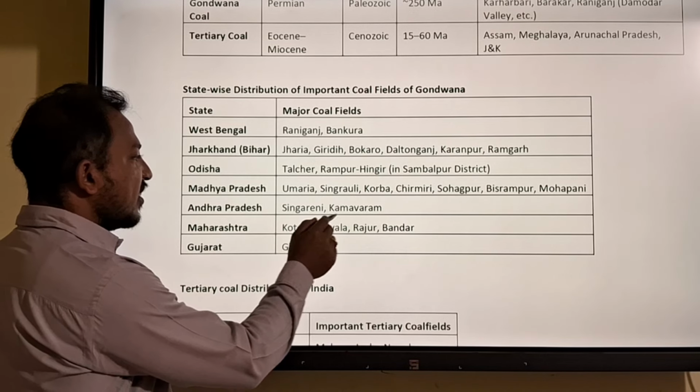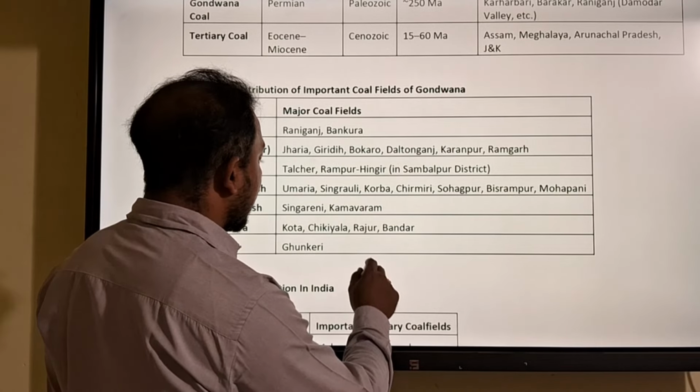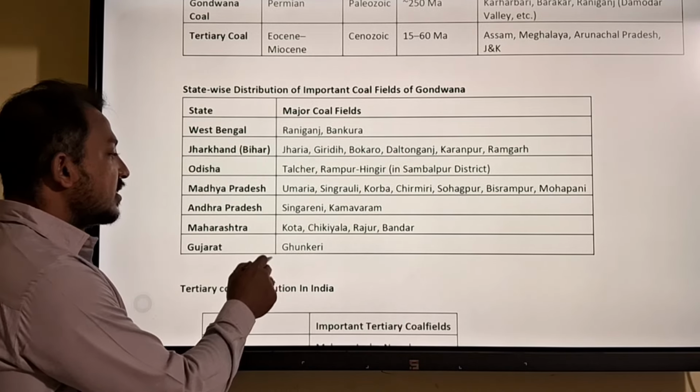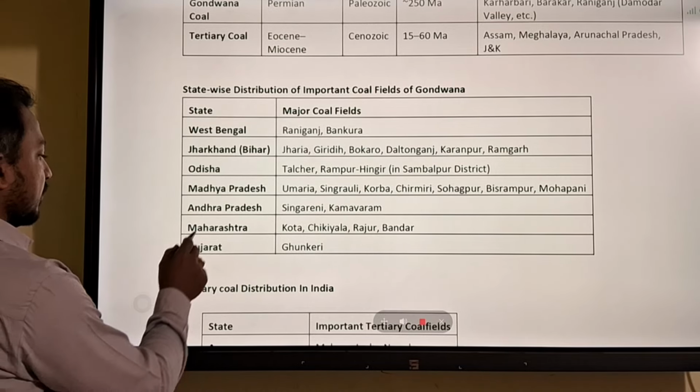Then Andhra Pradesh, Singareni is important. In Maharashtra, Kamptee, Chikla, Rajur and Bander. Then in Gujarat it is Umarsar. All are important for coal deposition.